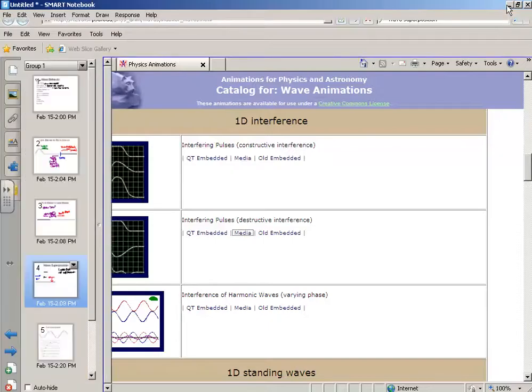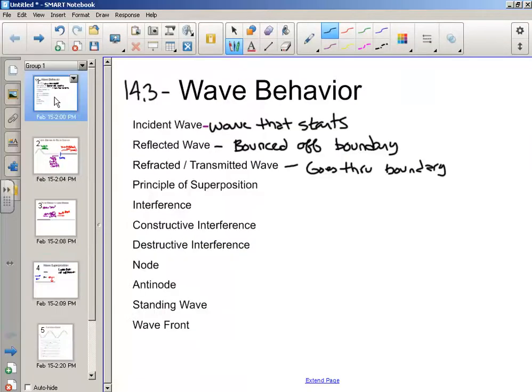And at any point in time you can physically subtract these. So right here I've got positive 2, plus negative 2 right here, and you get 0. So the principle of superposition. Constructive and destructive interference. Waves add up.